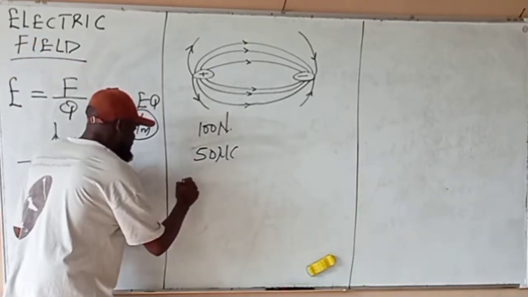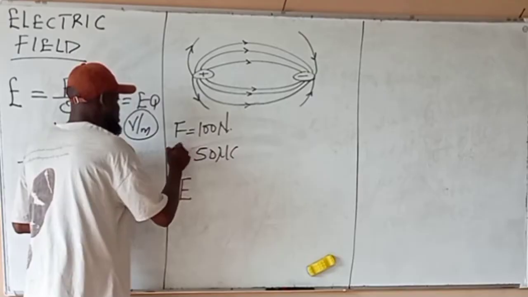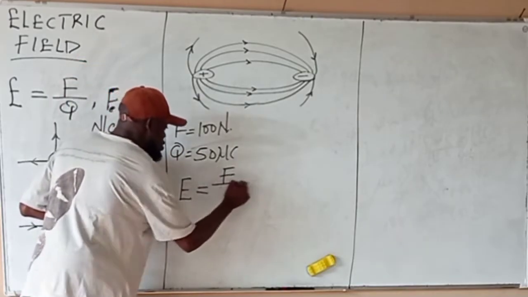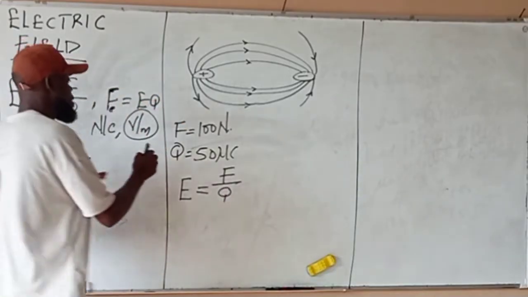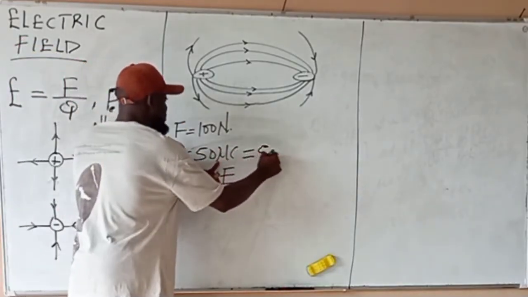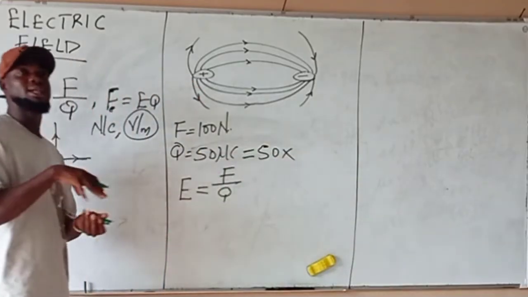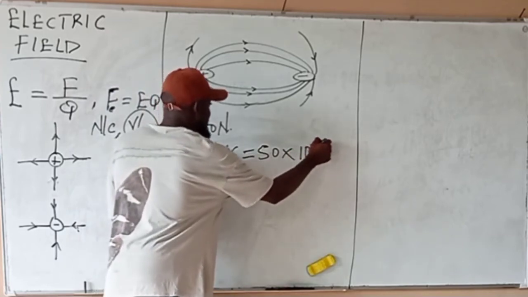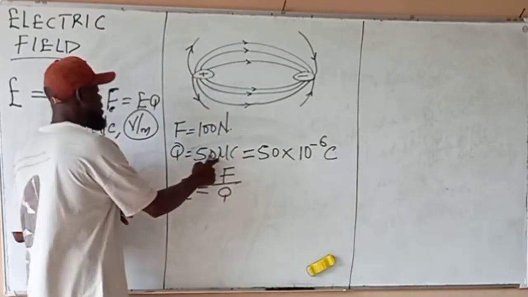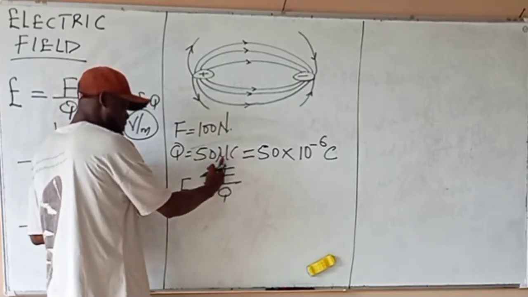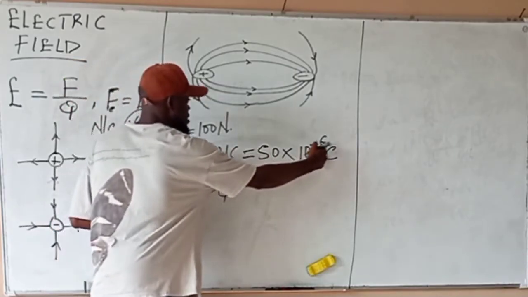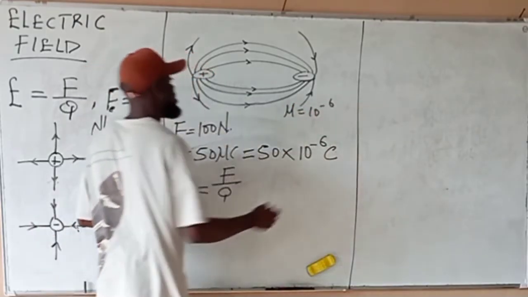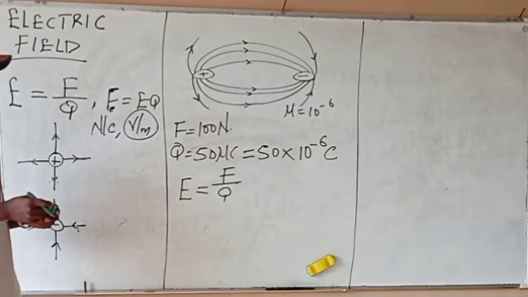Now, electric field strength is the force over the charge experiencing the force. So electric field strength is equal to force over charge. Then, what is micro in physics? Micro is an order of magnitude that has the magnitude 10 raised to the power minus 6. So 50 microcoulomb is said as 50 times 10 raised to the power minus 6 coulomb.